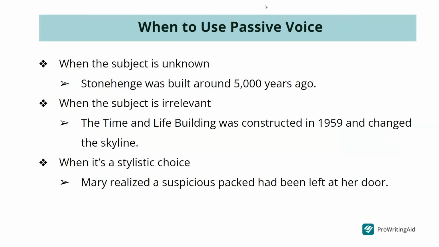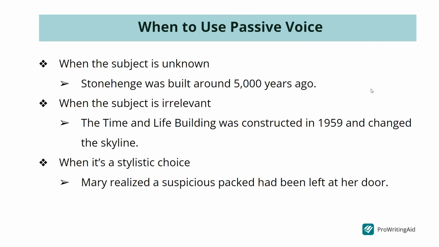So when can you use passive voice? When the subject is unknown. Stonehenge was built around 5,000 years ago, or if you're writing a fiction book and you have some grand fortress that was built long ago. When the subject is irrelevant, the Time and Life Building was constructed in 1959 and changed the skyline. It doesn't matter who constructed it because that's not the point. It's about how it changed the skyline in 1959.